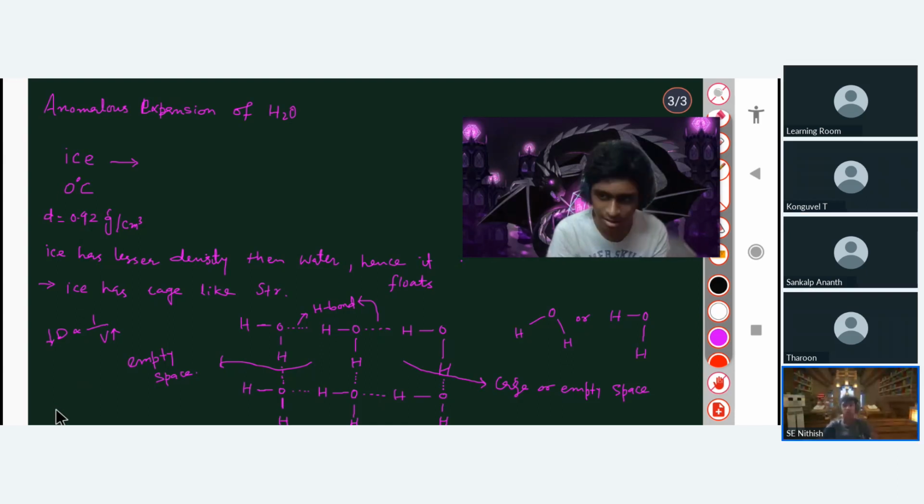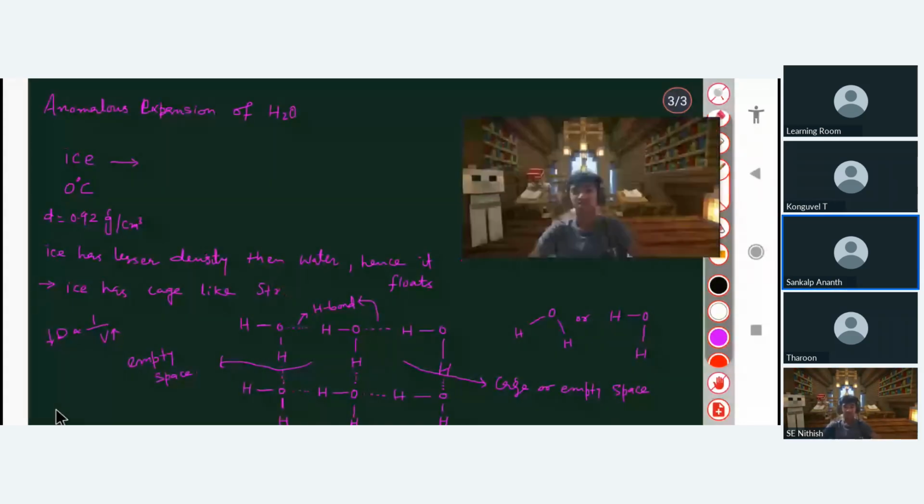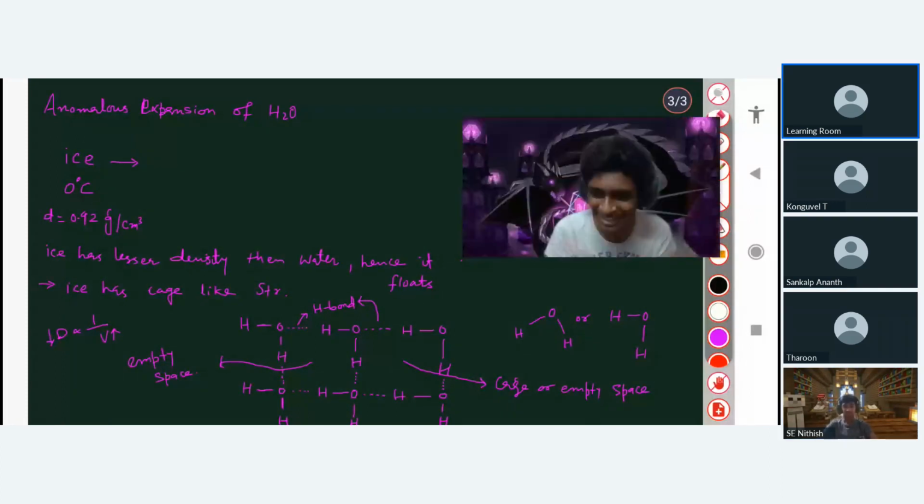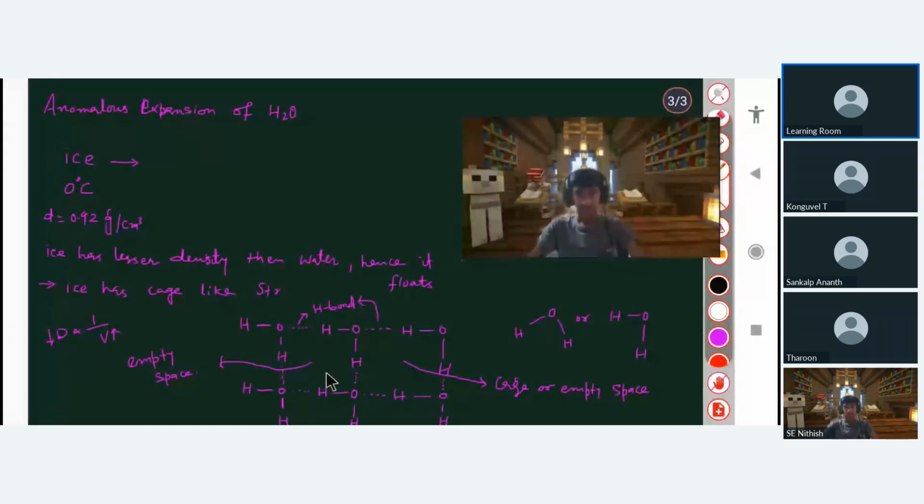Like air or oxygen or something, right, sir? Yes, that's what I'm saying. It is not completely vacuum. There may be some air inside it, but it is empty space. There is no atom, no molecule there, so it is empty space. So because of these empty spaces, ice has very large volume. That means it expands.